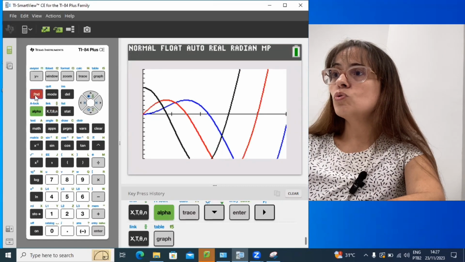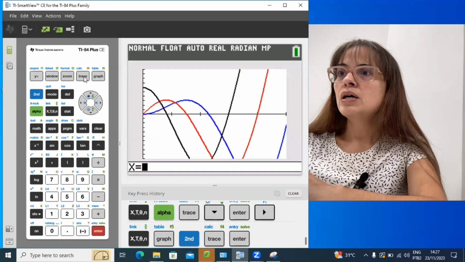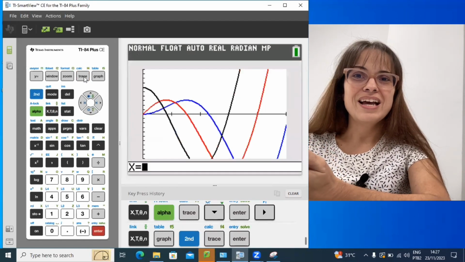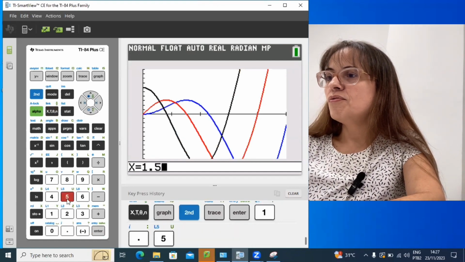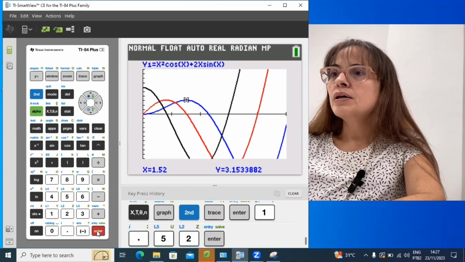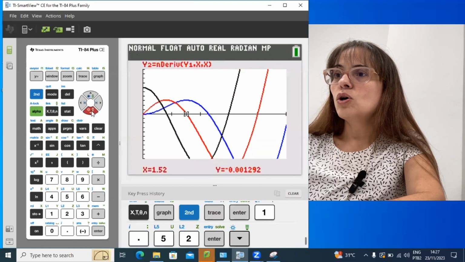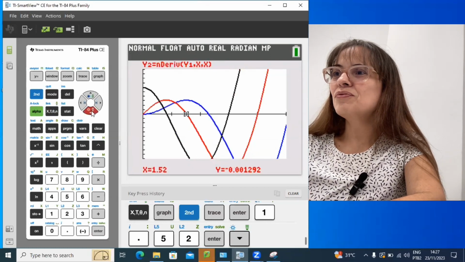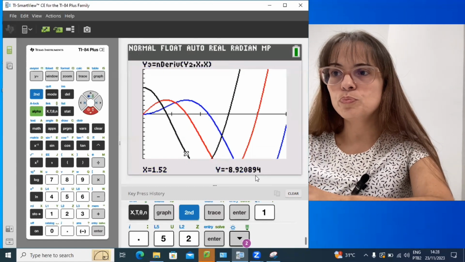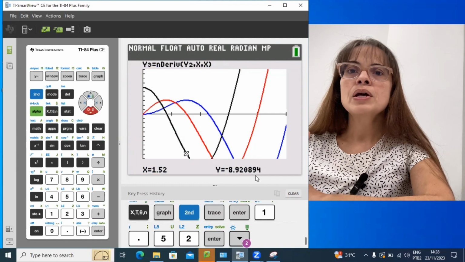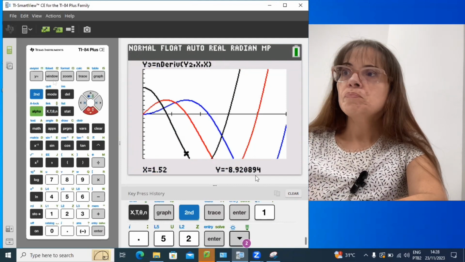And then if you go into the menu second calc and ask for value of a function, this one actually asks you for the value of x, which is 1.52. Well, that's the value of the blue function, but that's not what I want. I also don't want the value of the red function. I want the value of the black function, which is the same number, negative 8.92 that we had before. So that works.